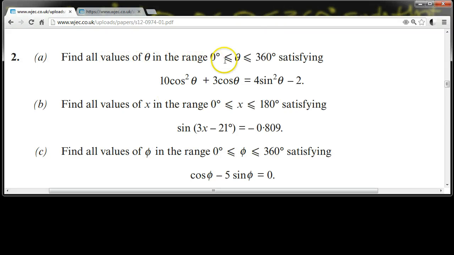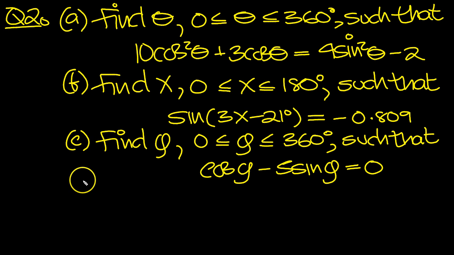Find all values of theta in the range 0 to 360 degrees, satisfying 4 cos squared theta plus 3 cos theta equals 4 sine squared theta minus 2. Find all values of x in the range 0 to 180 degrees, satisfying sine of (3x minus 21 degrees) equals minus 0.809. Find all values of phi in the range 0 to 360 degrees, satisfying cos phi minus 5 sine phi equals 0. So I've got the question here in summary form. Let's have a look at it.